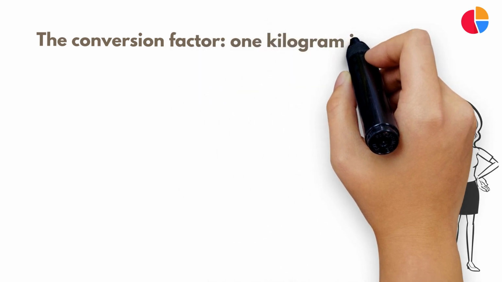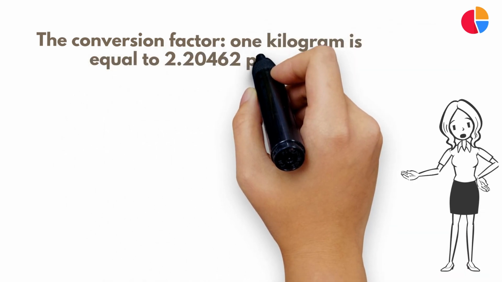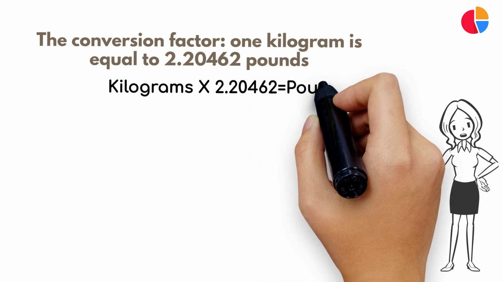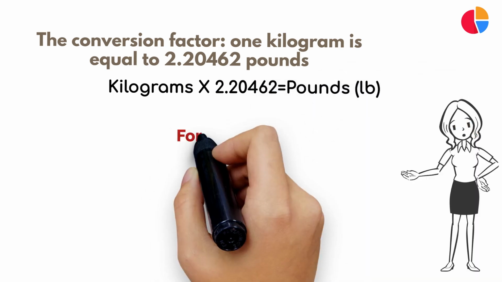First, let's review the conversion factor. 1 kilogram is equal to 2.20462 pounds. To convert kilograms to pounds, all you need to do is multiply the number of kilograms by the conversion factor. Let's walk through an example.